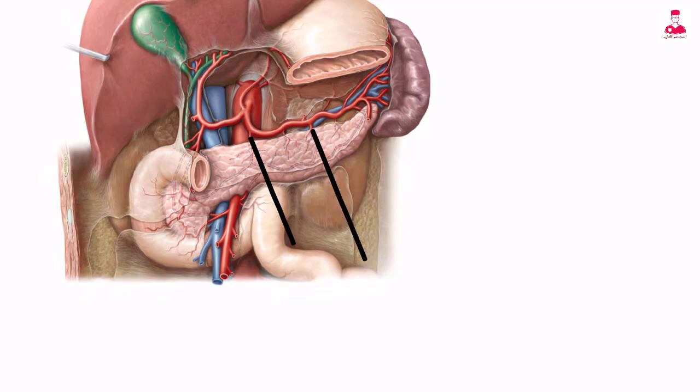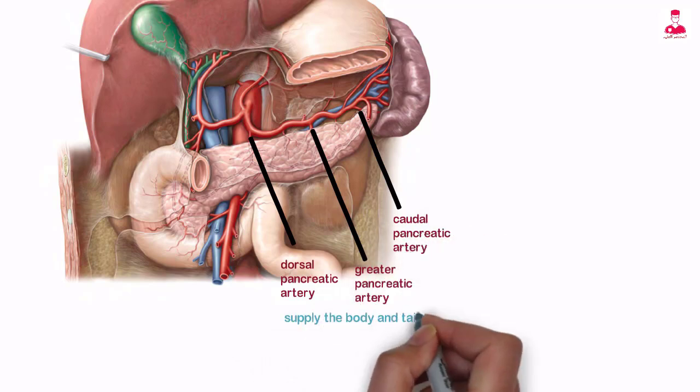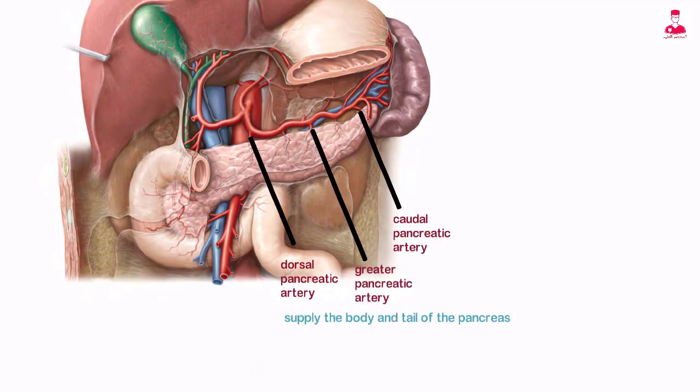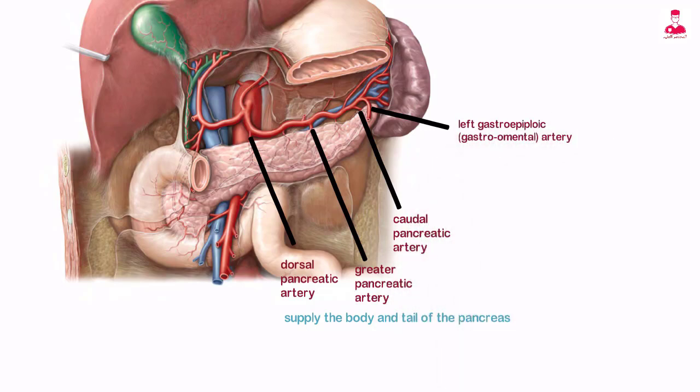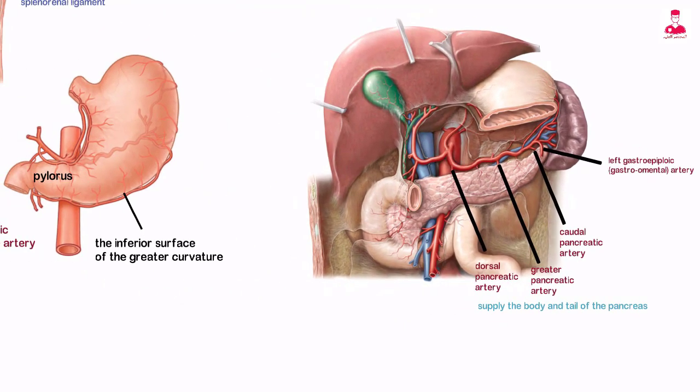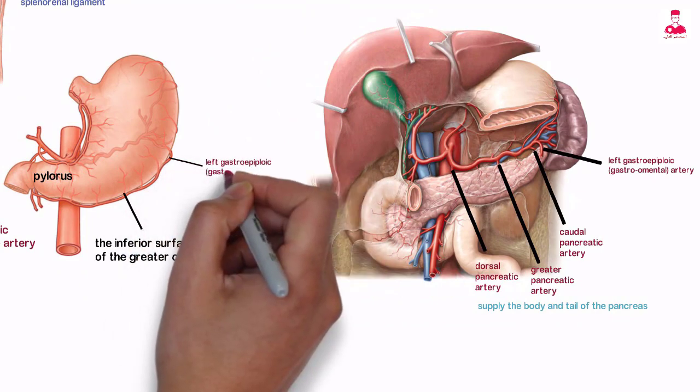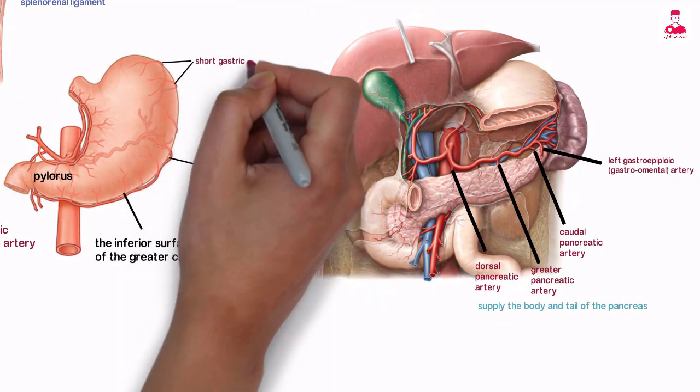It gives off numerous pancreatic branches, including the dorsal, great, and caudal pancreatic arteries that supply the body and tail of the pancreas. Just before the splenic artery terminates into numerous splenic branches, it gives rise to the left gastroepiploic artery, which gives off epiploic and gastric branches to the greater omentum and anterior and posterior walls of the fundus of the stomach.